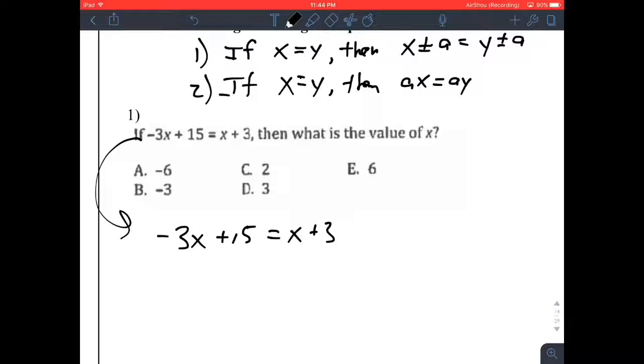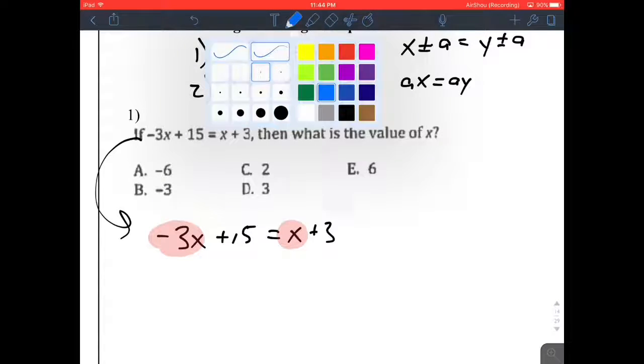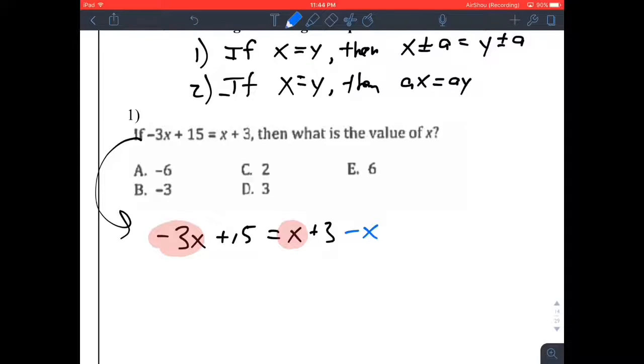Supposed to find the value of x. So we want to get all the terms with x's in them on the same side of the equation. This minus 3x and this plus x are on opposite sides. We're going to subtract x from both sides of the equation. On the right side of the equation, minus x and a plus x cancel. On the left, we're going to have a minus x minus a 3x is a minus 4x.